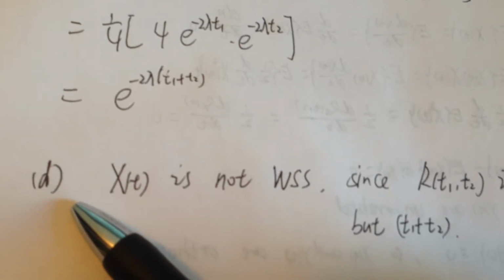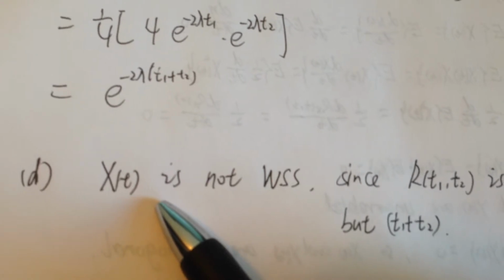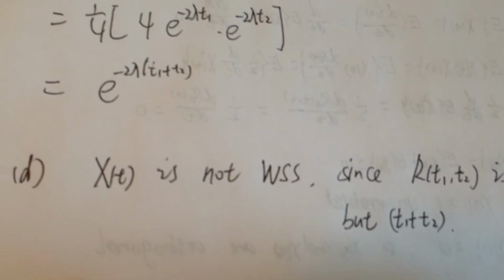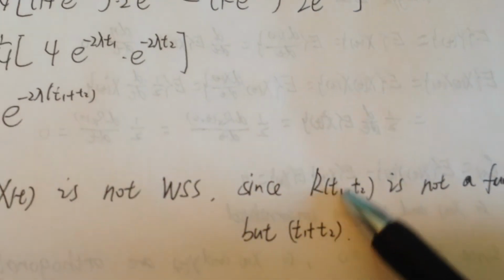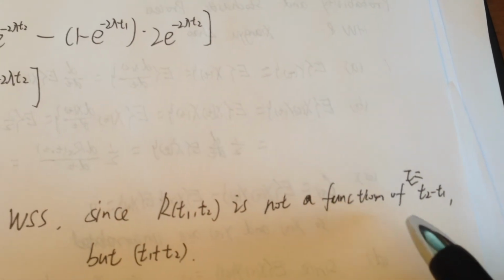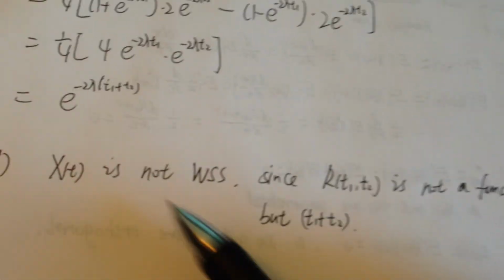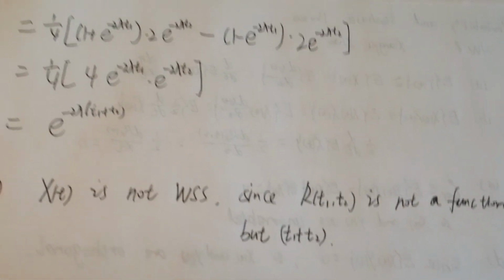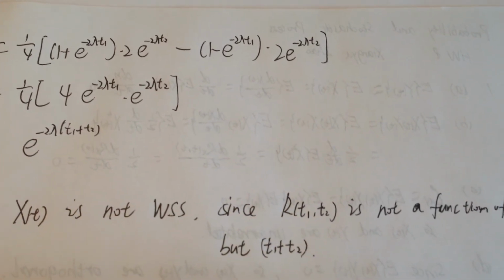And last, we have to prove whether X(t) is a wide-sense stationary process. I think we can easily say that it's not, since the autocorrelation of t1 and t2 is not a function of tau, where tau equals t1 minus t2, but it's a function of t1 plus t2. So we can say that X(t) is not a wide-sense stationary process.